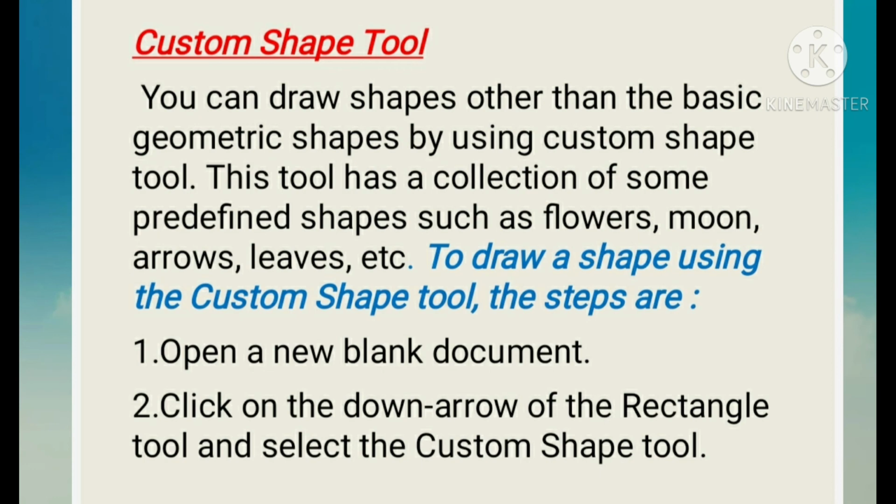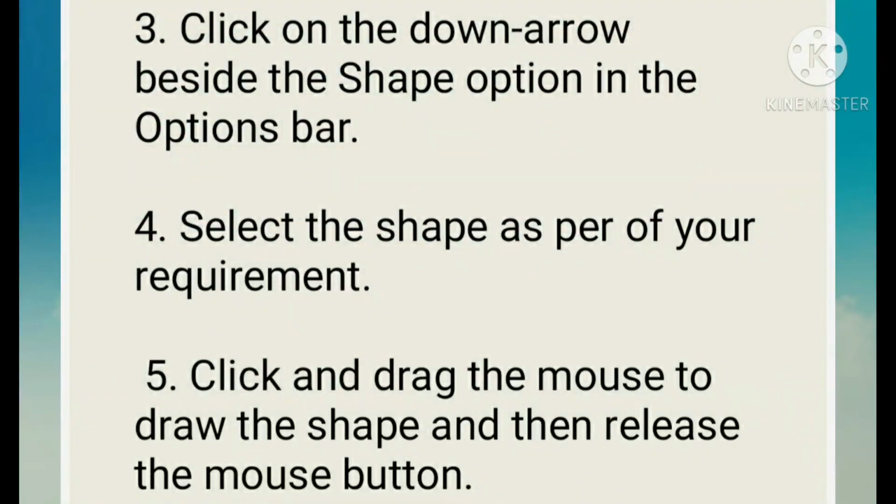First, open a new blank document. Second, click on the drop-down of the rectangle tool and select the custom shape tool. The third step is to click on the drop-down arrow beside the shape option in the options bar. Fourth, select the shapes as per your requirement. Fifth, click and drag the mouse to draw the shapes and then release the mouse button.